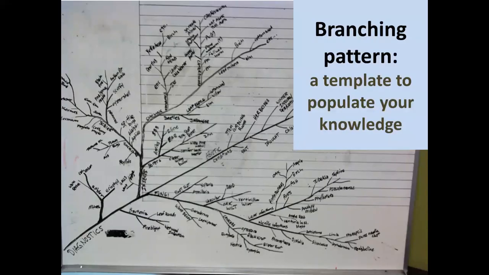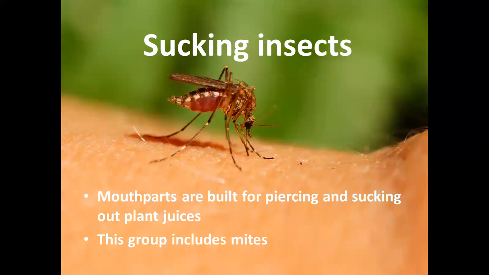Oh, and here's actually the picture of the whiteboard that I drew all the stuff out on for our area, for reference. So if we go to that sucking insects category, a mosquito is a sucking insect. It's not of trees, of course, they're after our blood, but their mouth parts are built for piercing and sucking. And this would include mites. Mites are not insects, they're more related to ticks and spiders. They have 8 legs, but we just group them in with sucking insects because they pierce and suck juices out of plants.